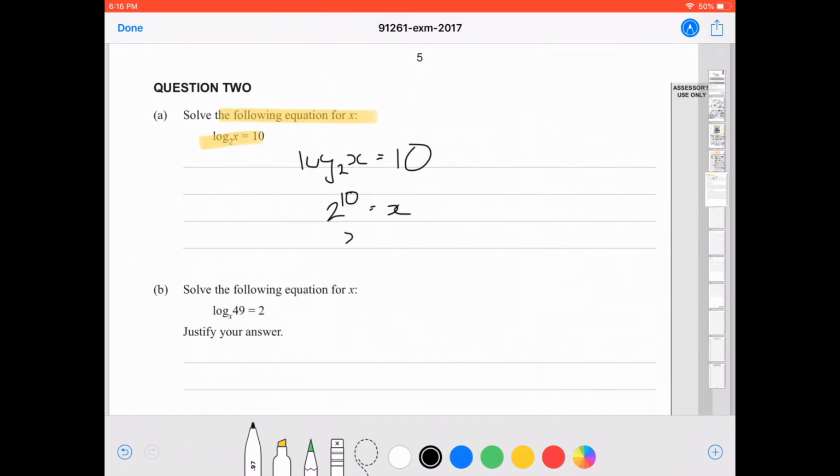And therefore x equals 2 to the power of 10, that is 1024. Okay, so achieved for this, correct answer.